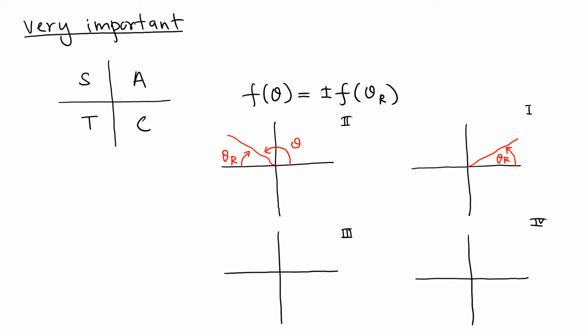If you have 3 pi over 4, the reference angle is pi over 4. Or in degrees, let's say you have 120. So if it is 120, you take the difference between 180 and 120, so that means theta r, the reference angle, is 60.